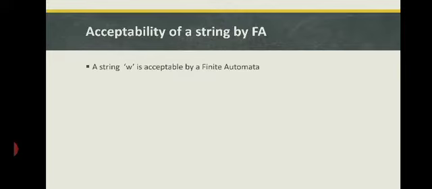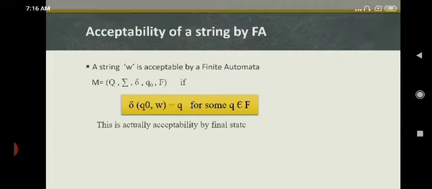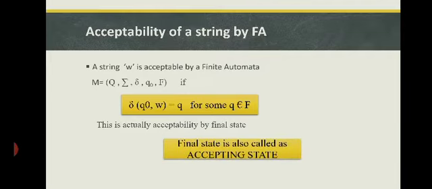Now see what is acceptability of a string by finite automata. A string W is acceptable by finite automata M, which is represented by the 5-tuple (Q, Sigma, delta, q0, and F), if and only if the transition function, starting from q0, that is the start state, after processing all the input alphabets given in the string, transits to a state q for some q which belongs to the final states. This is called acceptability by final state, and the final state is also called the accepting state.